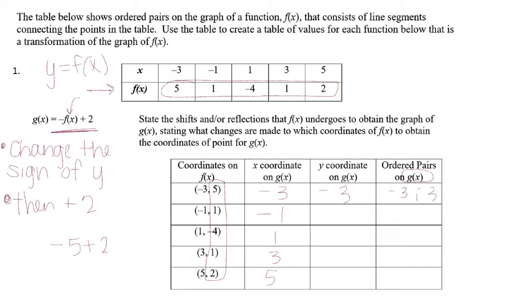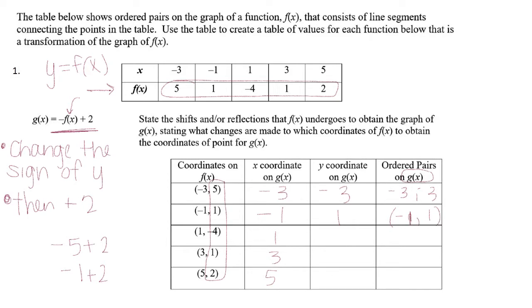So my new ordered pair on g of x is -3, -3. Now let's look at the next one. So again, same process. We're going to take 1. We need to change the sign of 1, so that's going to make that -1. And then I'm going to add 2, so that makes a +1. So that in turn tells me that I have the ordered pair -1, 1.